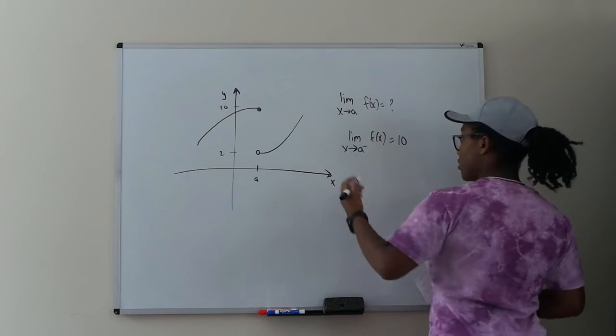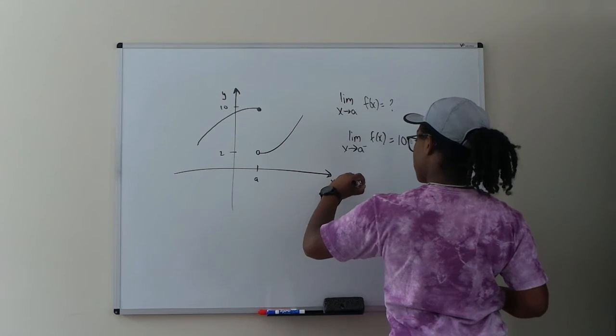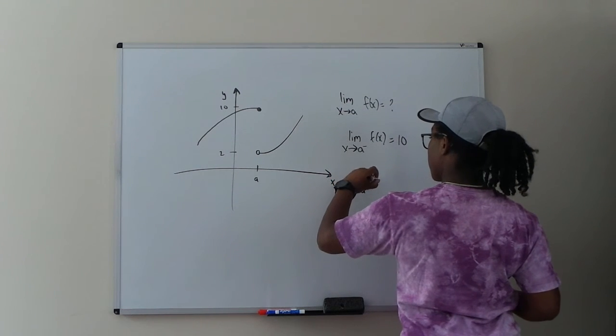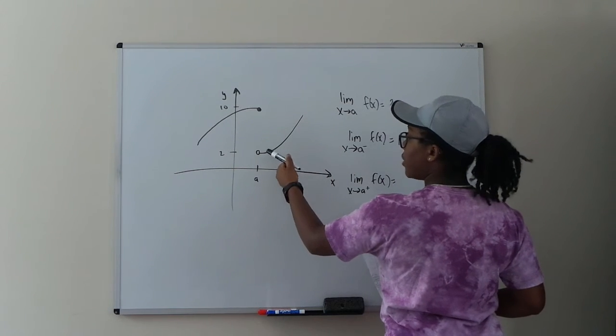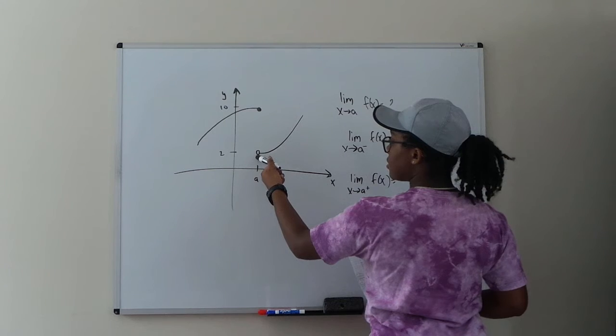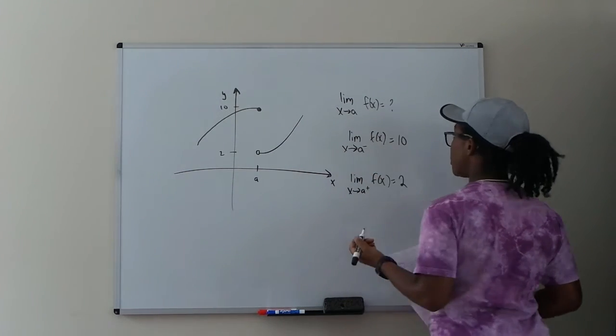We can say it's equal to 10. And then the limit as x approaches a from the positive side of f of x. As we come down, there's a hole, but remember, we don't actually care what it is at that value. It just looks like it's approaching 2. So we can say that's approaching 2.